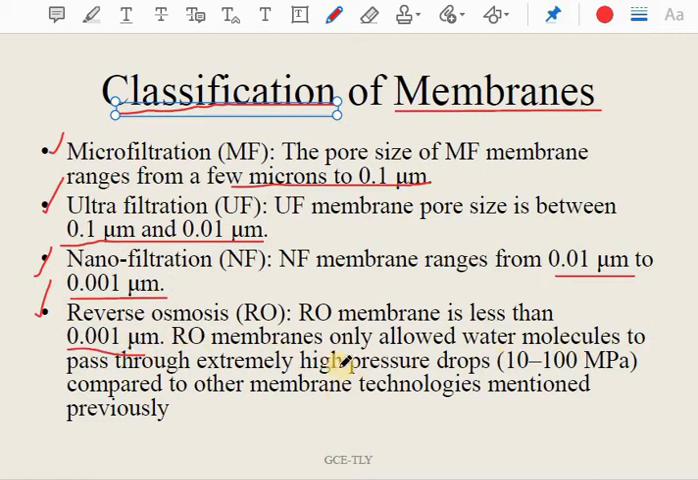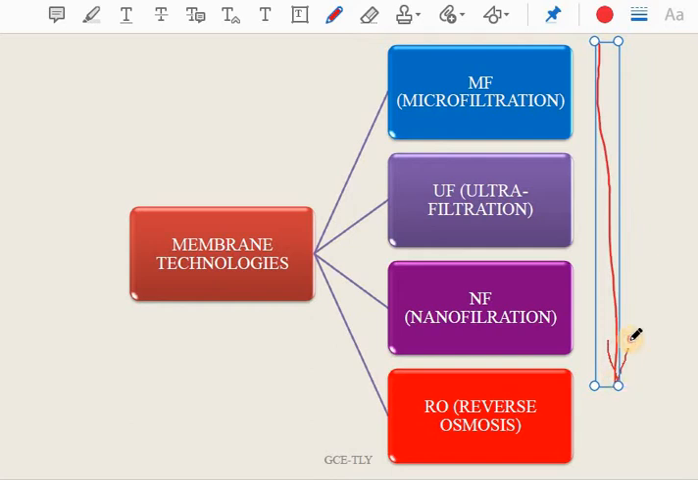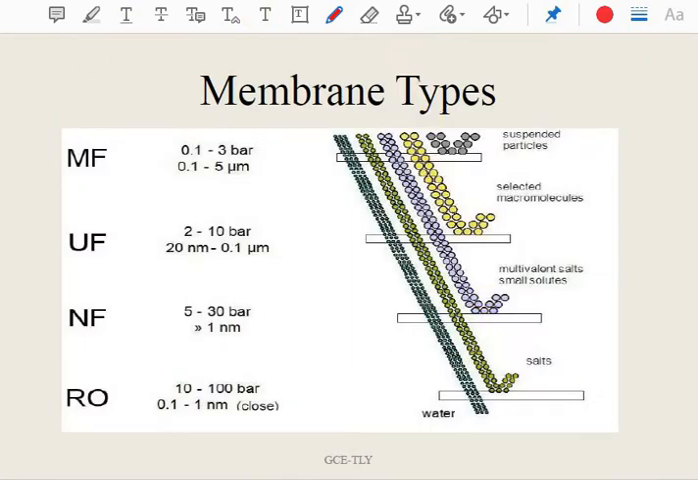So this RO membrane only allows water molecules to pass through it under a high pressure of 10 to 100 MPa compared to other membrane technologies which are mentioned here previously. So this is a flowchart where you can see the same classification. First is microfiltration, next is ultrafiltration, and we have nanofiltration and reverse osmosis, classified in the increasing order of their pore size. So here this picture gives a clear idea of what each filter does.